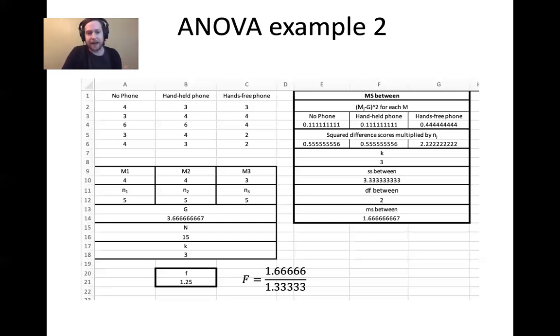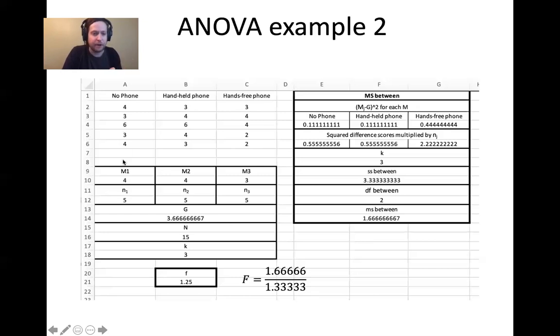So if this condition right here was 5 4s, this condition right here was 5 4s, this condition right here was 5 3s, then the MS within would be 0, which would cause the overall ratio to be infinite, which would cause problems. But that basically never happens, where all the scores are the same within each condition. But that illustrates what the MS within is doing.